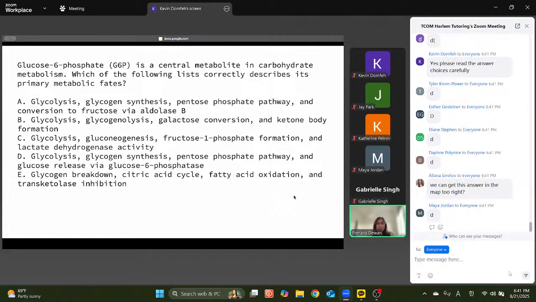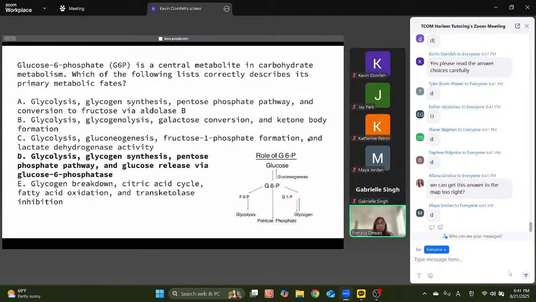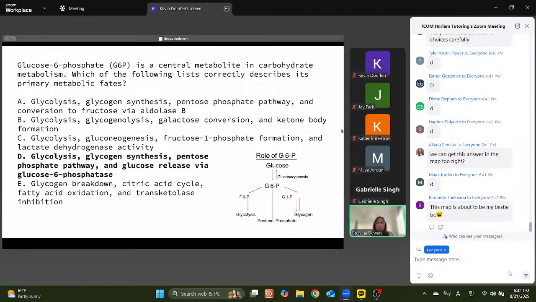All right, so it looks like a lot of people are saying D, correct? And yeah, Alana, you can get this answer in the map too. Once again, reinforcing a lot of questions, the map will definitely help you. So use it to your advantage. And if you go to the next slide, there's a good visual of all the different pathways. Yep, so glucose can be used in glycolysis, obviously, glycogen synthesis, the PPP, and glucose release via glucose 6-phosphatase.